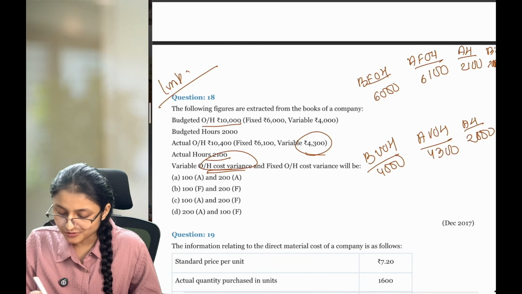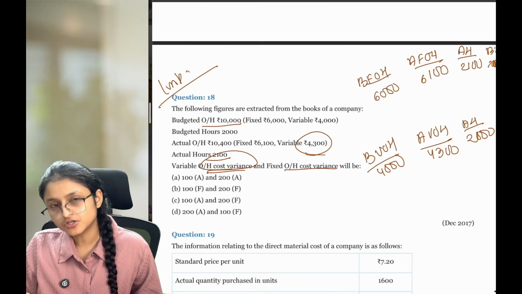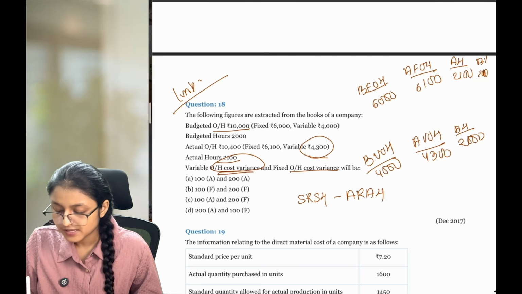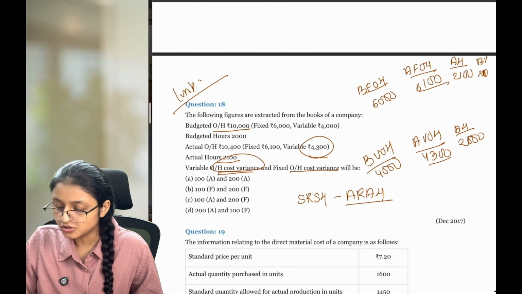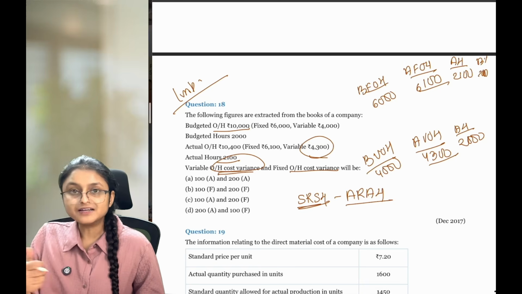Now they want us to calculate variable overhead cost variance and fixed overhead cost variance. How do we calculate them? For this, I need standard rate into standard hour minus actual rate into actual hours. Actual rate into actual hour is nothing but your actual cost. But for standard rate into standard hour, you need to calculate the standard hours.